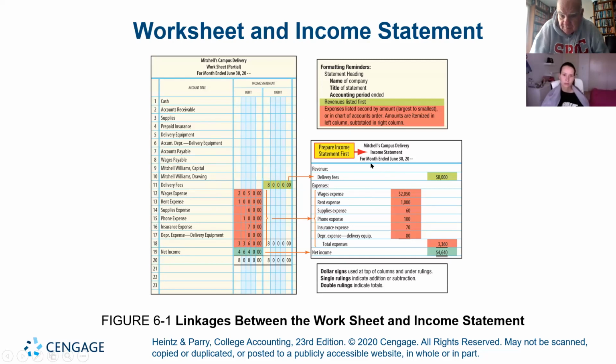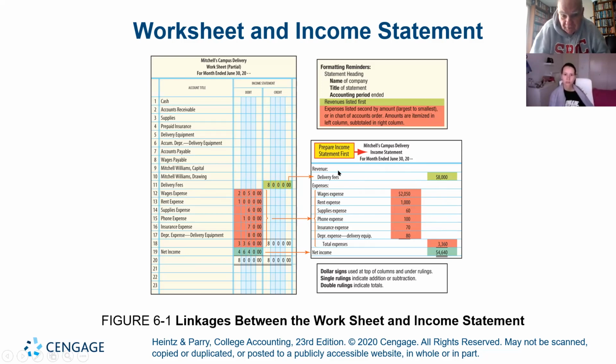Nice, simple, single step income statement. Name of the company, income statement. Notice it says month ended. You can say for month ended March, or whatever month this is, June 2020. That's kind of important, and you'll see why as we go along. So look what we did, Daria. We just copied all the numbers over, and we put them in a readable form called an income statement.